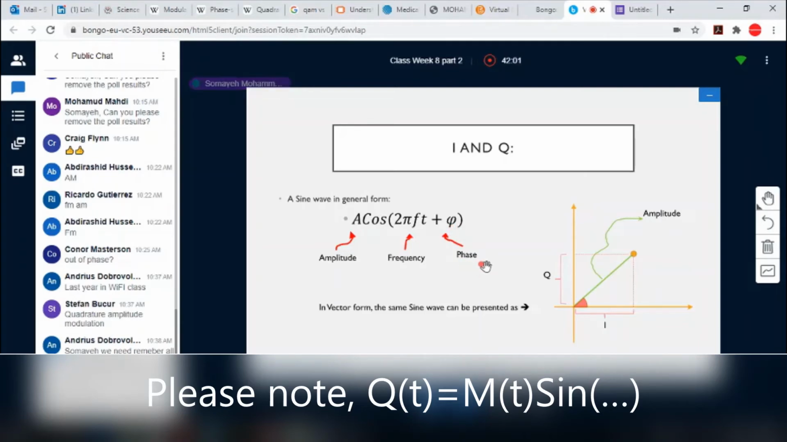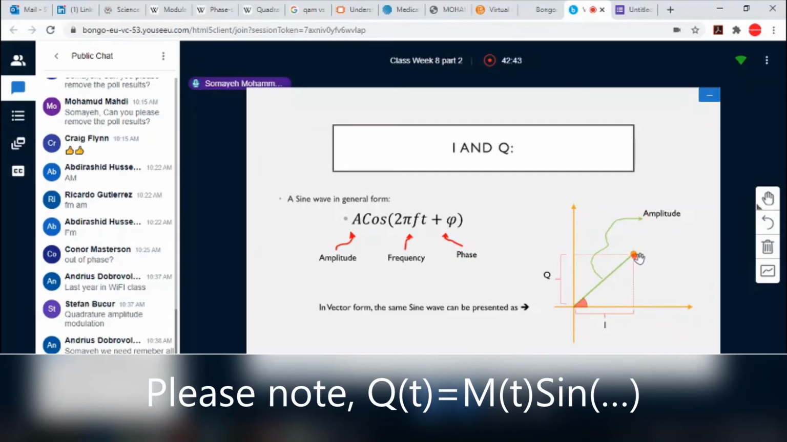And we have two other ways of representing the same thing. One of them is the vector form. In vector form, we are looking at a point in vector format. So if the same sine wave is represented as this dot here, the distance that this dot has from the point 0, 0 would be considered as amplitude. So the distance from this point to this point would be A.